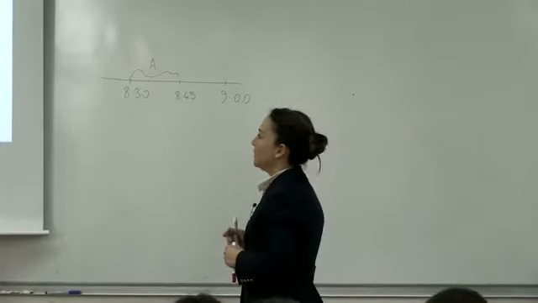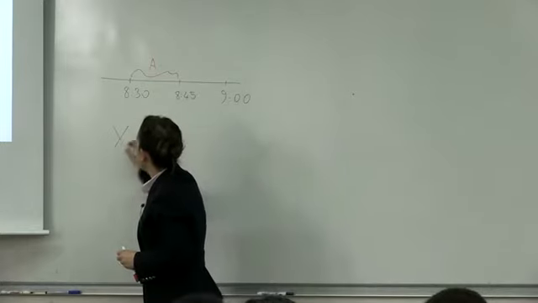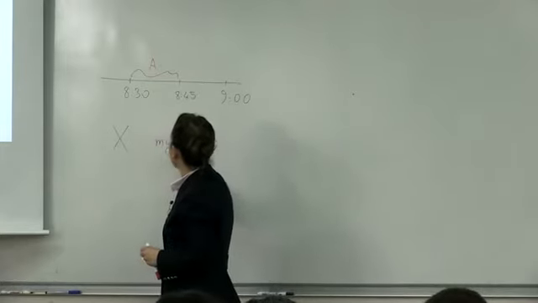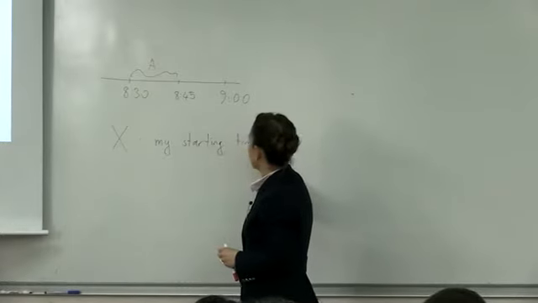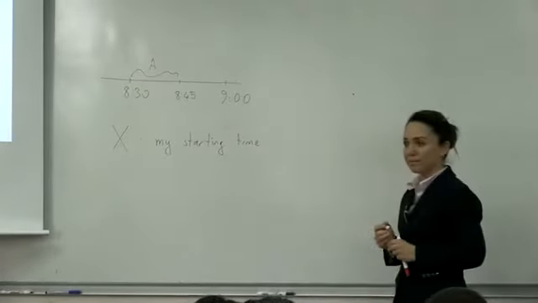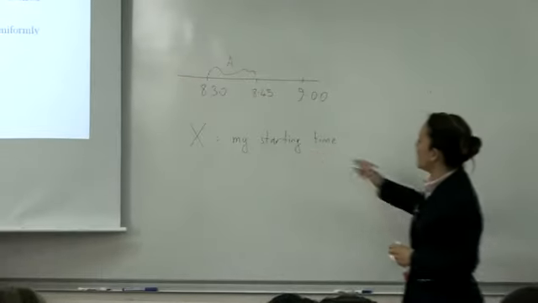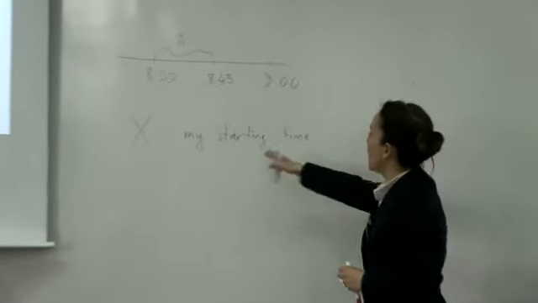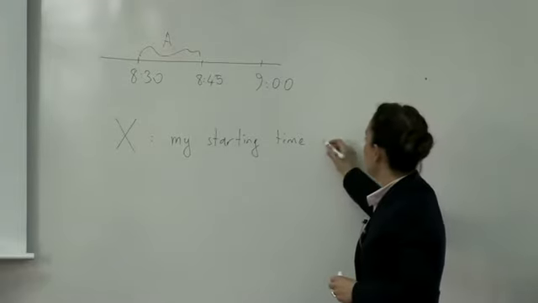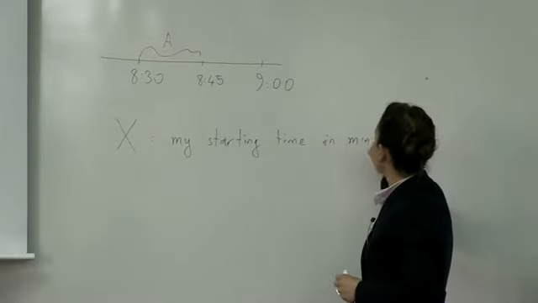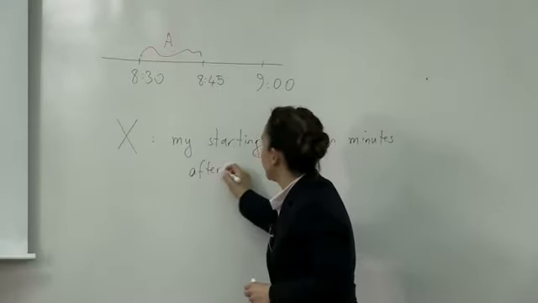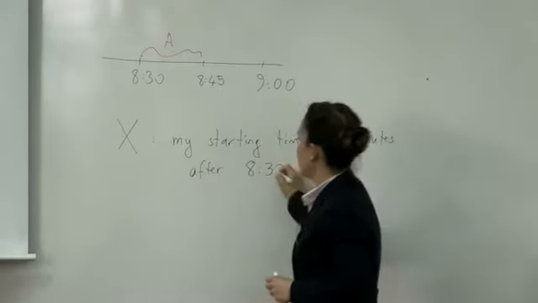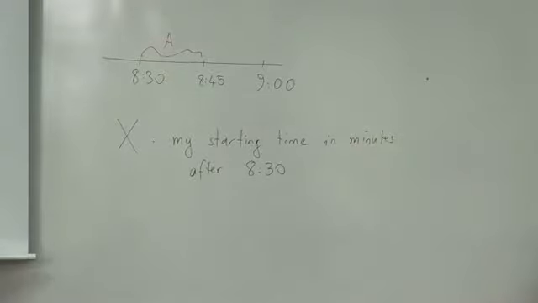Now, what if I wanted to define a random variable here? What if I wanted to define X as my start time? Let's define this, if you want, as my starting time in minutes after 8:30.